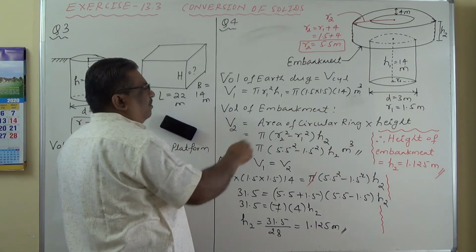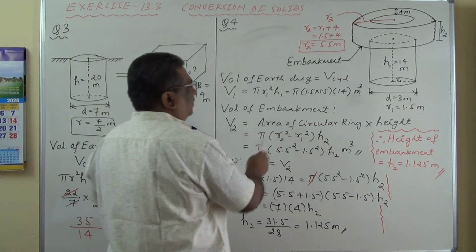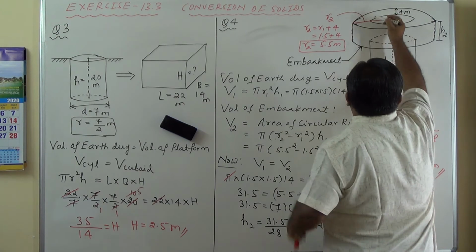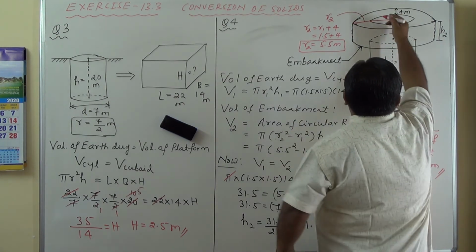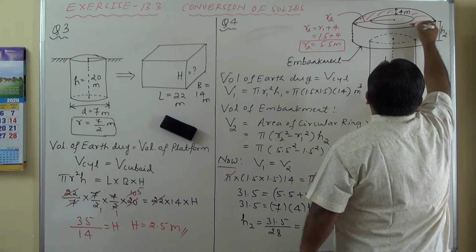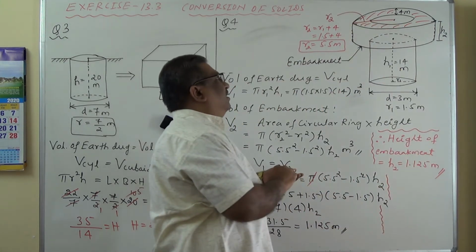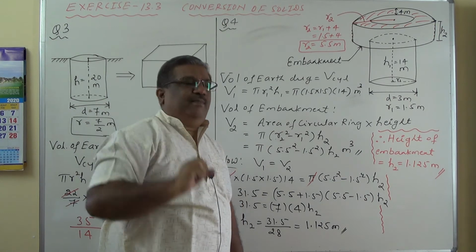How do you find out the volume of the embankment? Volume of the embankment is equal to area of the circular ring into height. Where is this circular ring? This is the area of the circular ring. So you are able to understand? Area of the circular ring into height gives you the volume of the embankment.